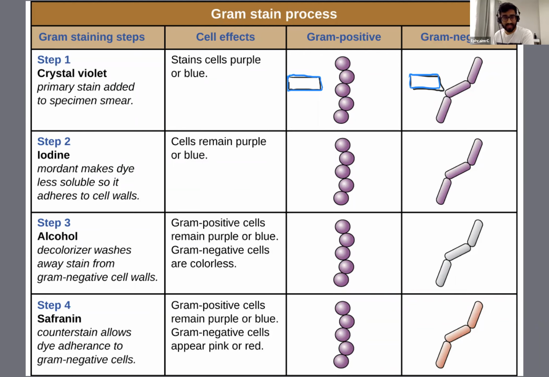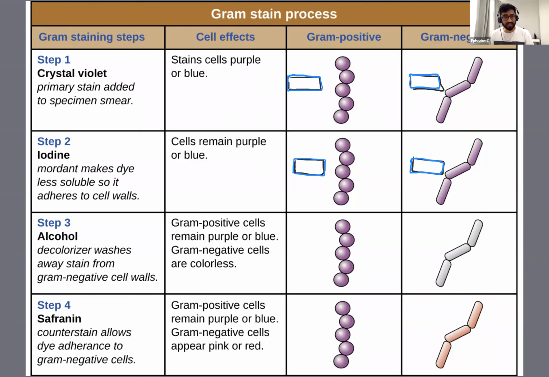The second step is adding a component called iodine. All iodine does is make sure that the stain is less soluble so it can stick better onto that peptidoglycan or lipopolysaccharide cell wall. So in the second step, both your gram-positive and gram-negative bacteria will both appear a bluey or purpley color. The third step, though, distinguishes the different species.